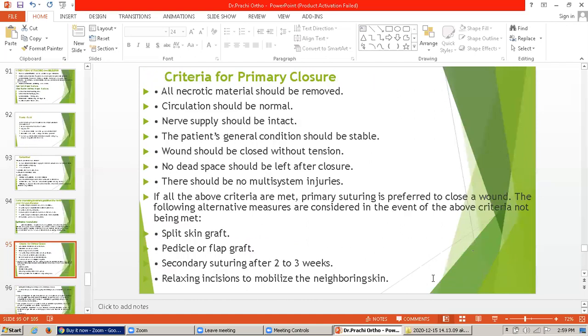Then, the criteria for primary closure. So in the next lecture we will continue our lecture with the criteria for primary closure.